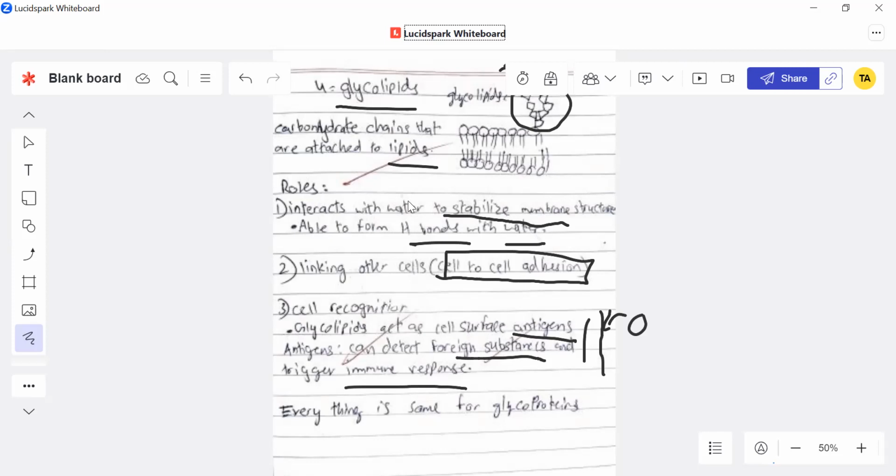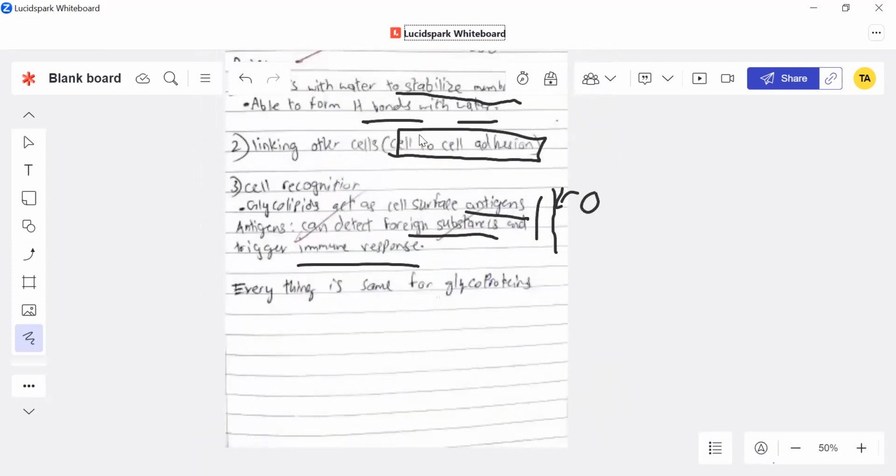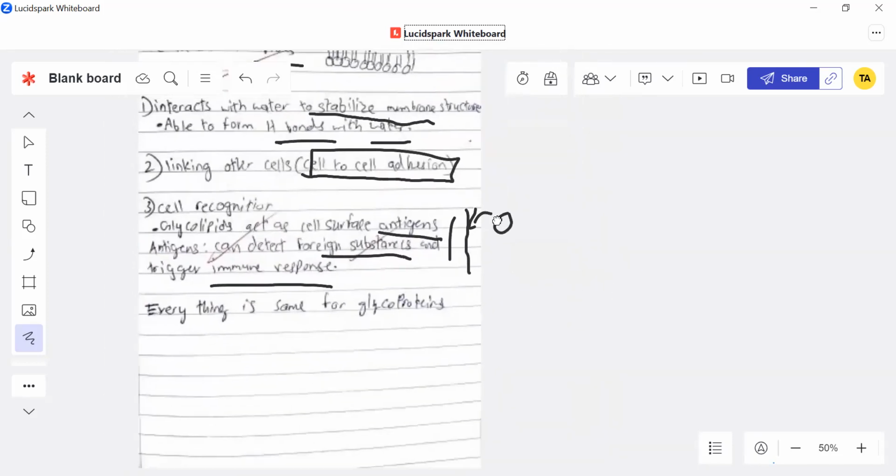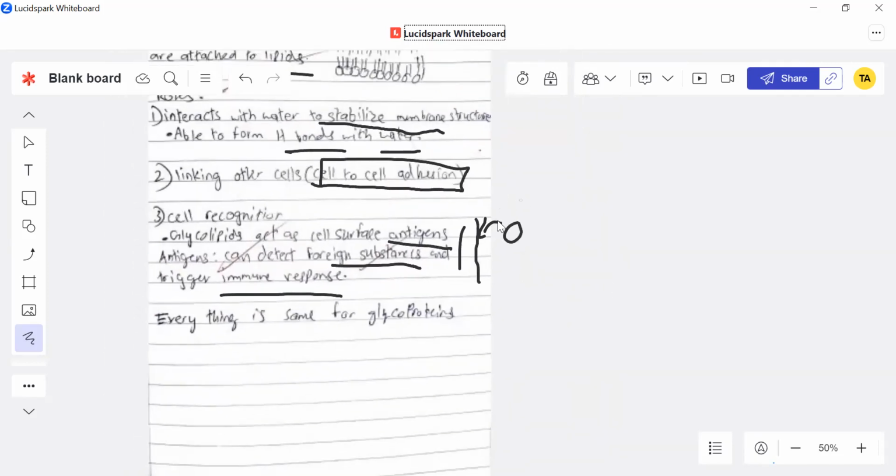And basically, glycoproteins have the same roles. All of these roles also apply to glycoproteins. Right. So we're done with the composition of the cell membrane.